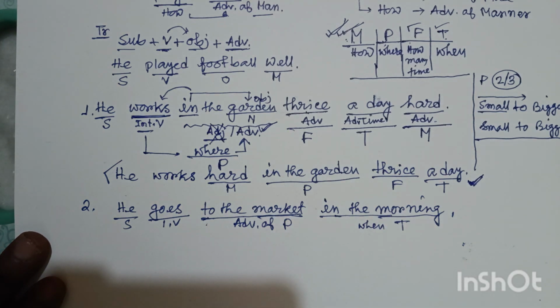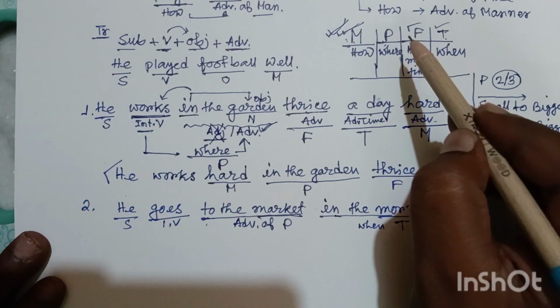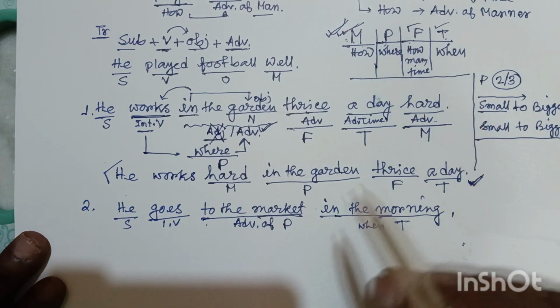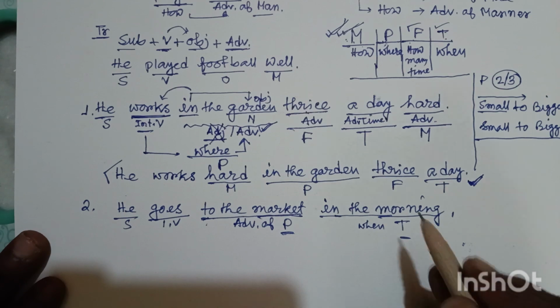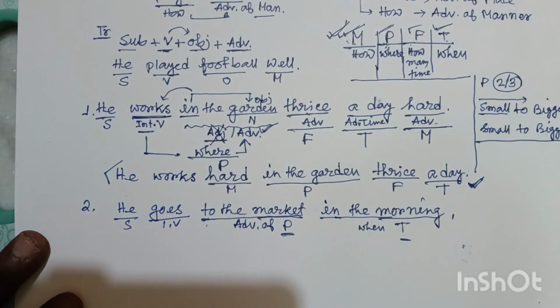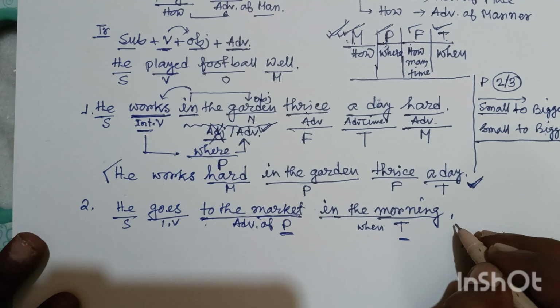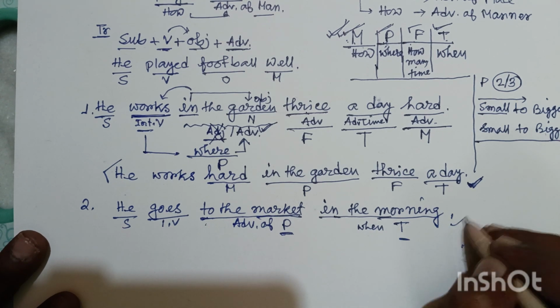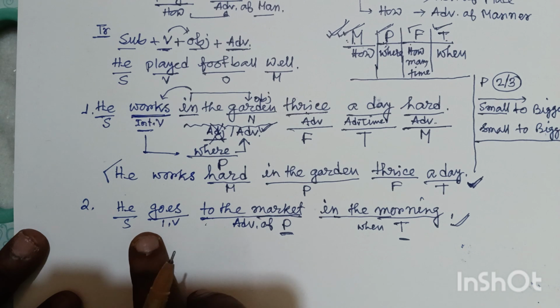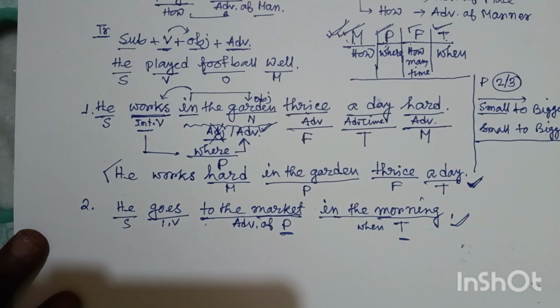As per the process, as per the system, we have to follow this structure MPFT. So here there is only P and T. So first of all we have written P, and secondly we have written T. There is no fault. It's a correct answer. That means he goes to the market in the morning. If we write down he goes in the morning to the market, at that time it will be a wrong one.